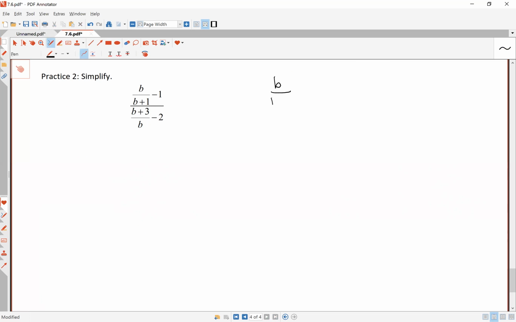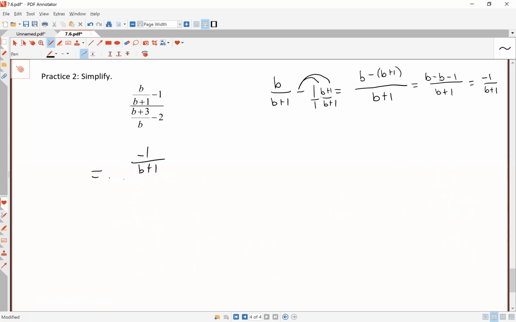My numerator is b over b plus 1 minus a 1. That tells me that the denominator is b plus 1, and my 1 over 1 now needs to have a b plus 1 multiplied top and bottom. When you have a minus sign separating the two terms, be very careful. You need to distribute it, and the b's cancel. We have -1 over b plus 1. So I keep track of that piece. Goes back in here as a -1 over b plus 1.